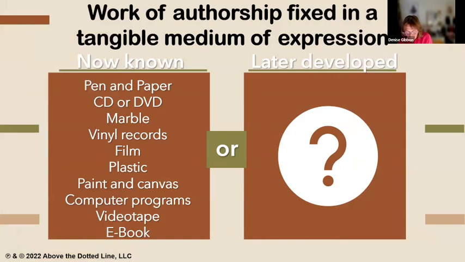So some mediums of expression that are now known are listed on the left. Pen and paper, CDs or DVDs, marble, vinyl records, film, plastic, paint, etc. These are but a few types of media used to fix the expression of a work, and the work is made up of words, shapes, pictures, or sounds. However, also note on the right that the 1976 copyright provision also wisely protects tangible mediums of expression that are later developed.